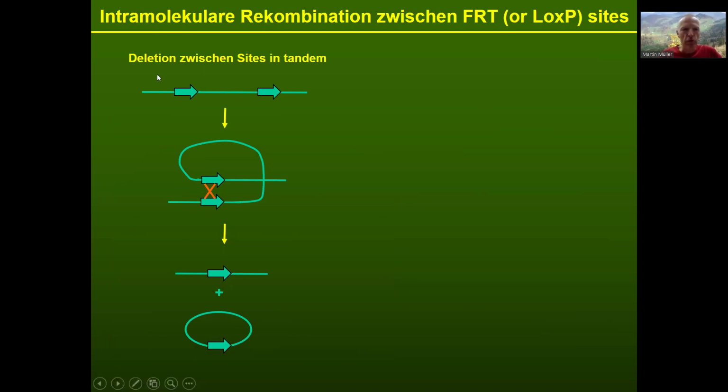For example, if you want to make a deletion between two FRT sites, so the blue arrows here are FRTs, they are in tandem, you provide the flip base, and as a result, you lose the DNA in between the FRTs, and this part here is lost. Your chromosome now has a deletion in between the two FRT sites.